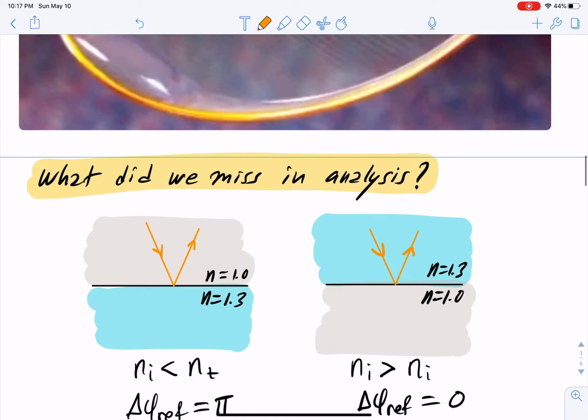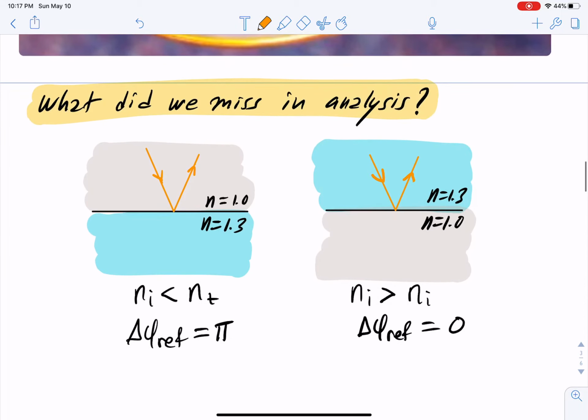So what do we miss in the analysis? It ends up that waves can be inverted when they are reflected. So if we had, for example, an electric field that was going into the board here, going along with this, out of the board. When it bounces off the surface, it could be either out of the board or into the board. It ends up that in this case, where it's bouncing off of something with a greater index of refraction, it gets inverted.